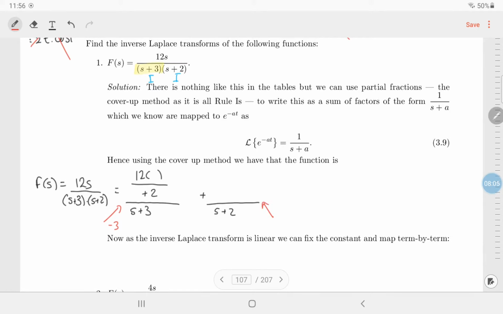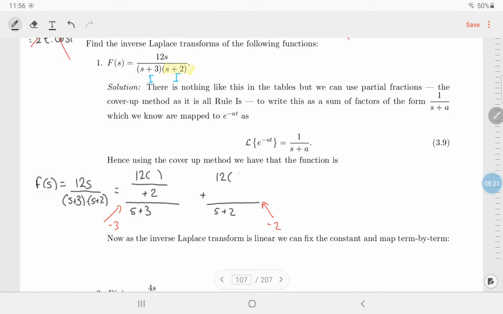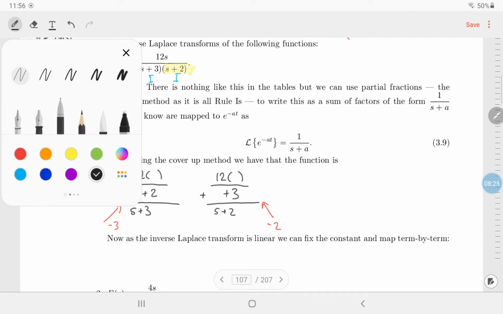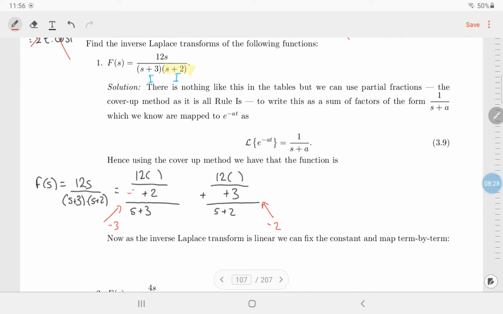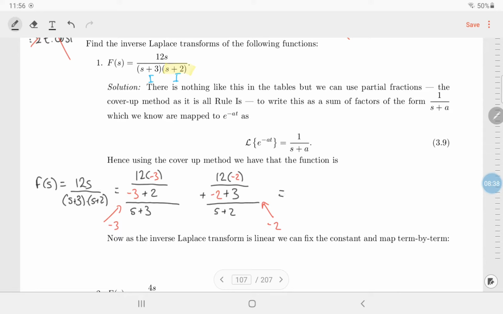Now, while I have red here, what is the value of s that makes s plus 2 equal to 0? Minus 2. So now we're going to do the cover-up method for s plus 2. So you cover up s plus 2. What are you left with? You're left with 12 times s over s plus 3. And now what we have to do is substitute in those values of s. So minus 3 here, minus 3 here, minus 2 here, minus 2 here. And then let's see what nice numbers we get out. So I get minus 36 divided by minus 1, which is 36. And the other one is minus 24 over 1. So you get this.